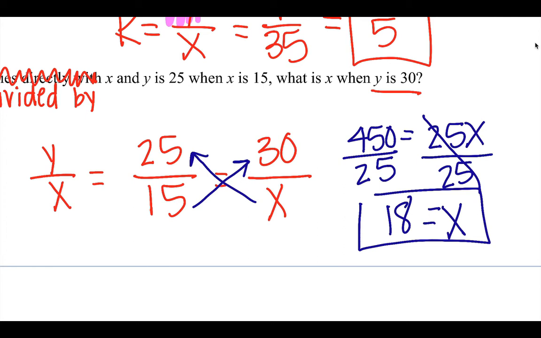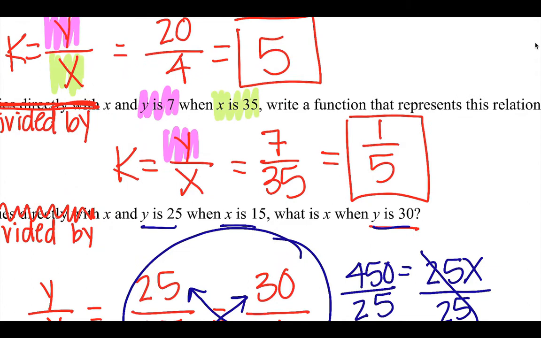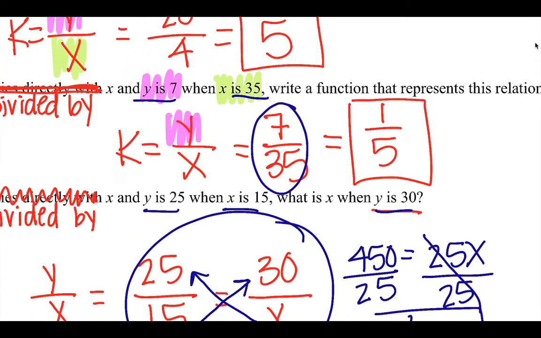So when y is 30, x will be 18. So when it gives you 3 different numbers, you're going to be doing this proportion. When it just gives you 2 numbers, you're just going to be doing y divided by x.